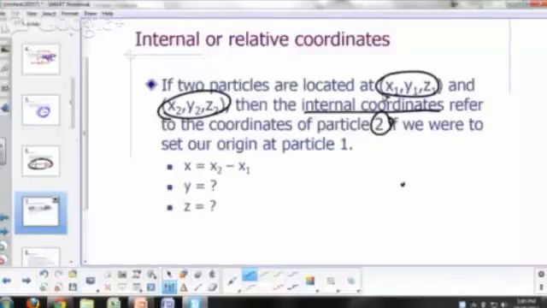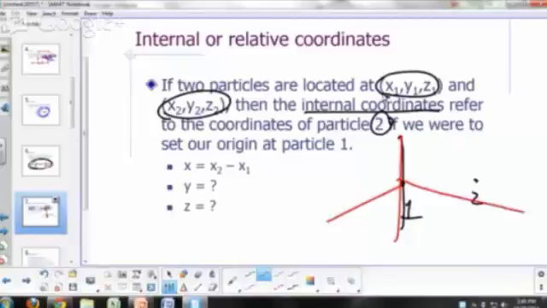In other words, if this is particle 1 and that's particle 2, it doesn't matter exactly where 1 is. We're going to set our origin there, and we locate particle 2 in reference to particle 1. So the relative or the internal coordinate system is a movable coordinate system. The origin moves wherever particle 1 is. So our relative coordinate would be just the difference between x2 and x1.